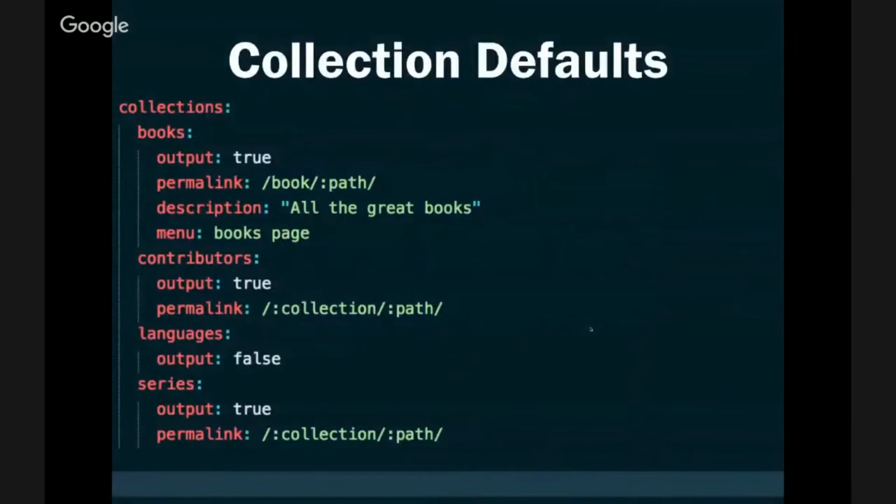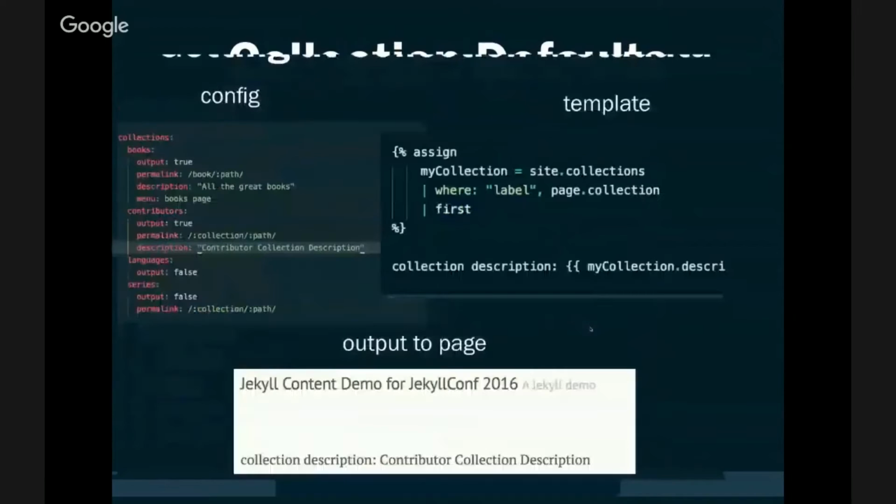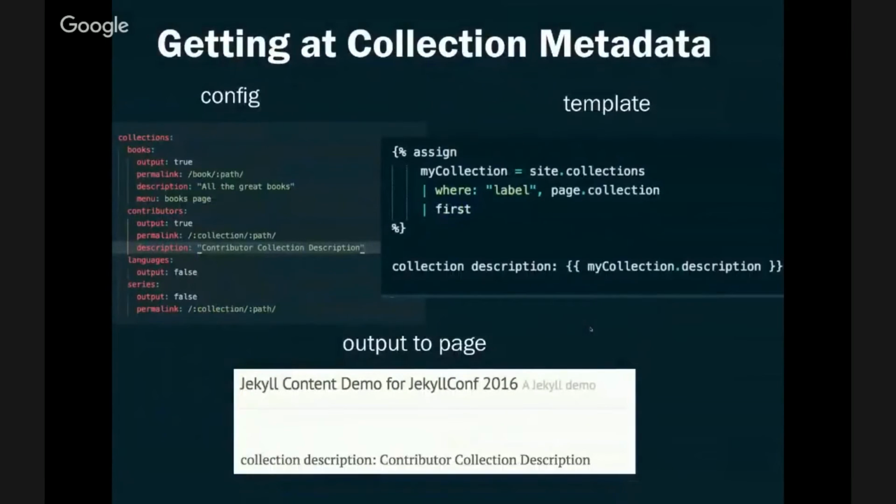We can set default attributes at the collection level or document level. So this is a config file where I've created some collections and added some defaults. And this is how I access that data in my templates. You can see the description set on my defaults to the left and my template to the right. Now that page.collection pulls in the pages collection automatically, but the value can be written in too, or it can be brought in as object.collection if you're in a loop.